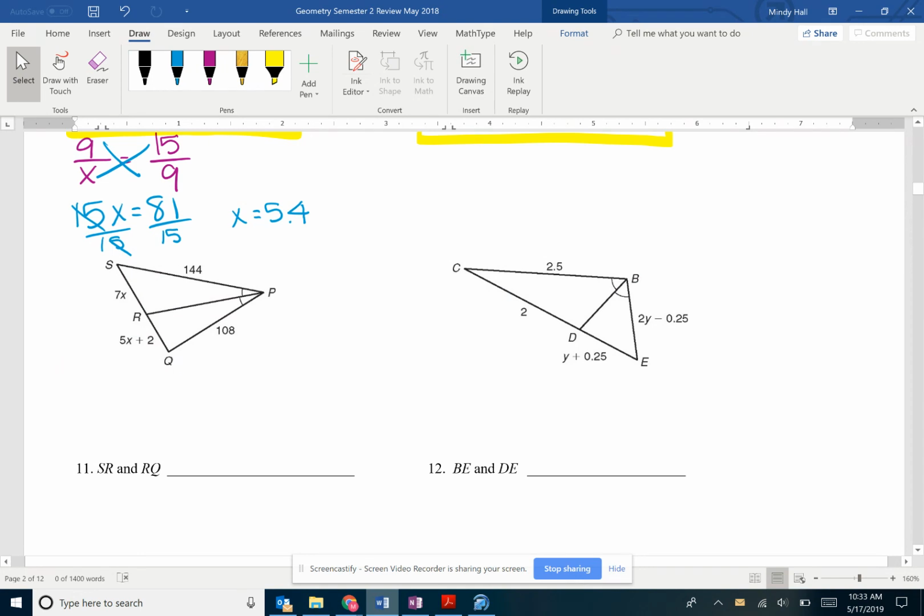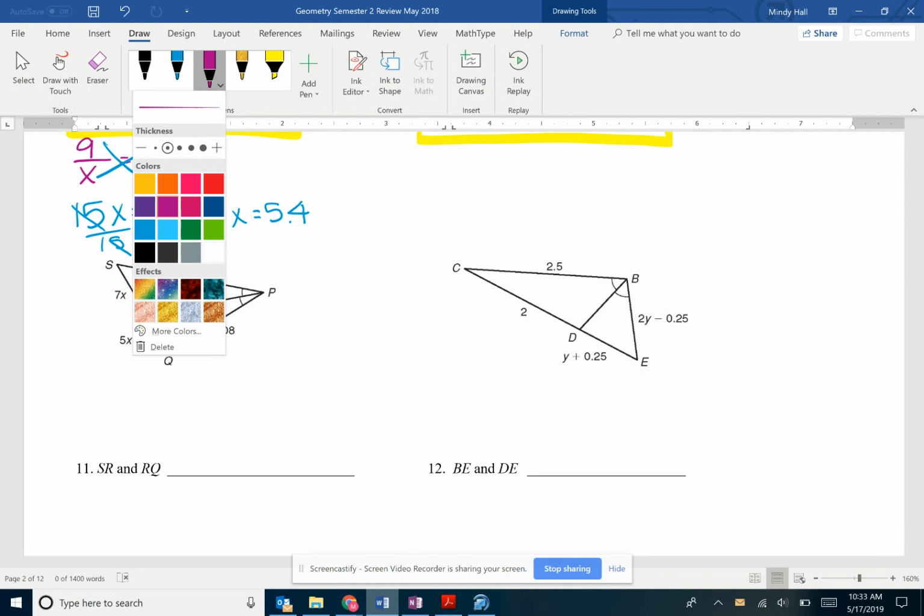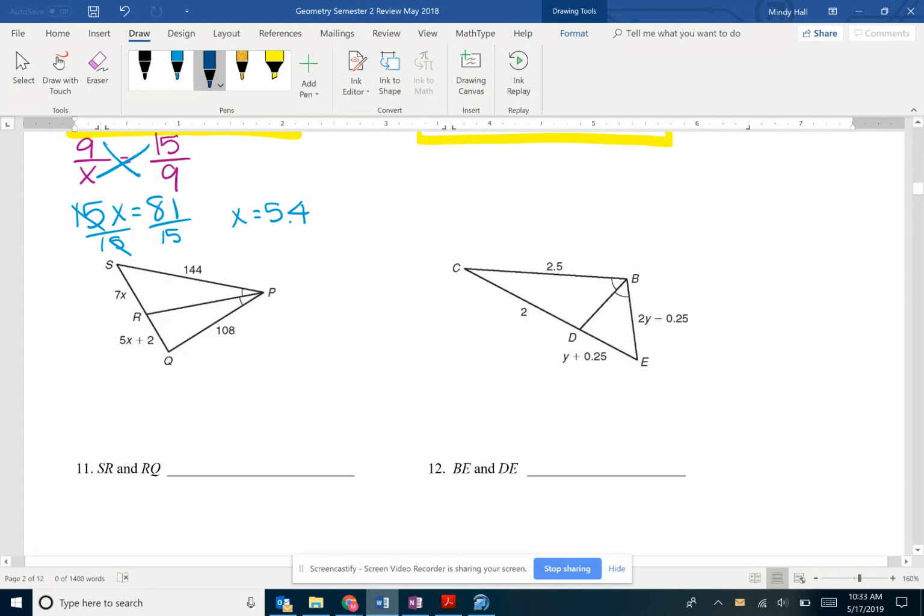The triangle angle bisector theorem is basically the same, except now, and we'll use dark blue this time just for fun, you just have to see it as two separate triangles because this angle is bisected, so you're looking at the triangle on the left and the right, top, bottom, however it's drawn. Just like before, you can put corresponding stuff on the same side. So like 144 over 108 equals 7x over 5x plus 2.